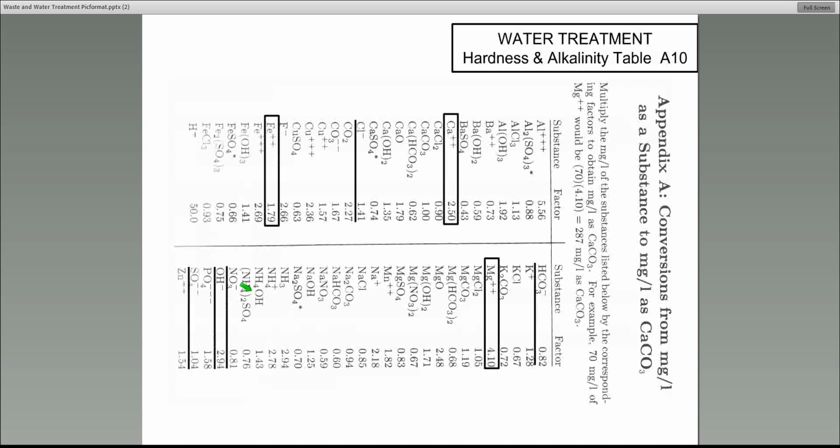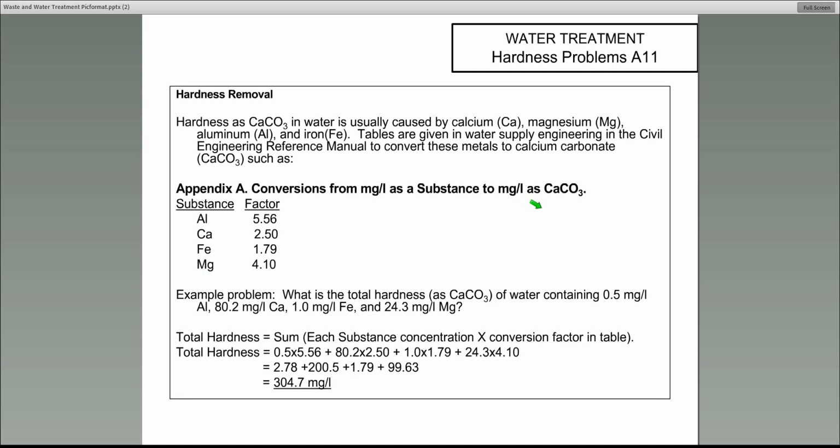For example, aluminum is 5.56. Then all you do is multiply the concentration of aluminum, 0.5, times the aluminum factor, 5.56, and that's 2.78. Multiply the calcium, which is 80, times the factor, and you get this, and you go on out. You get a hardness of 300. Anything that's over 100 is considered hard. 300 would be extremely hard water and would have to be treated.